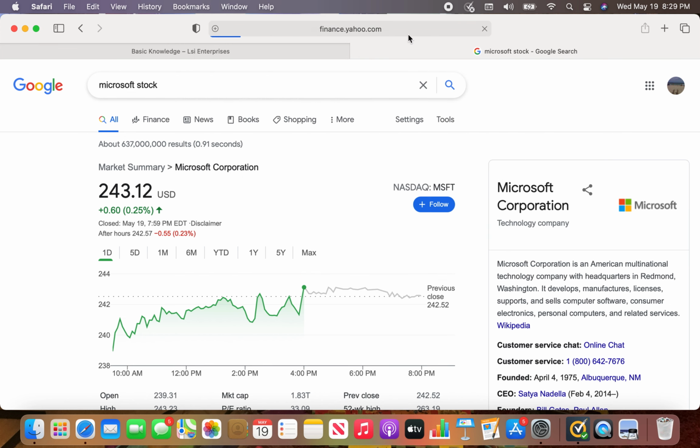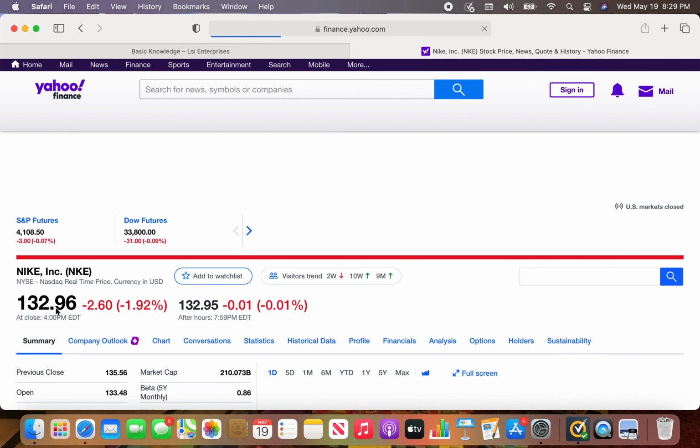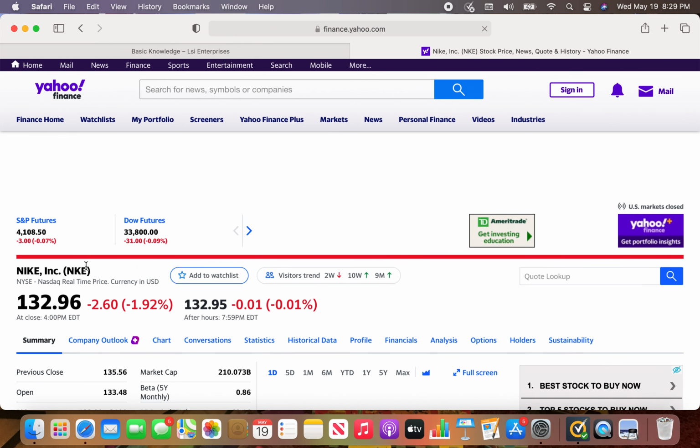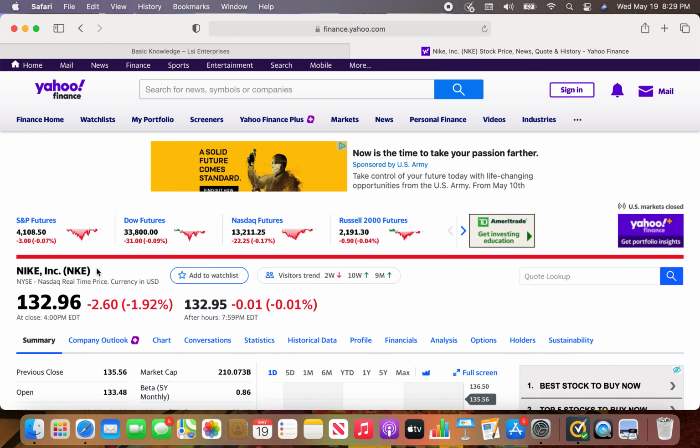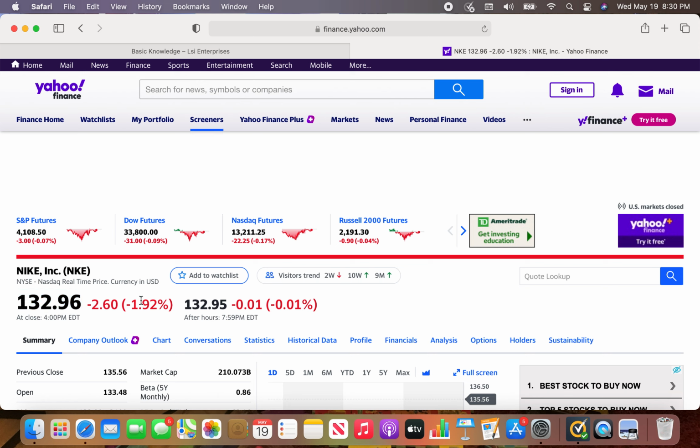Let's say I'm looking at Nike stock. Boom. This one went to Yahoo Finance. The ticker symbol for Nike is NKE. So it's basically like an abbreviation for a name. I guess you can call it a nickname, but it's more like an abbreviation. And when you're reading this right here, this is the closing price. This is how much it changed for the day. It went down $2.60.